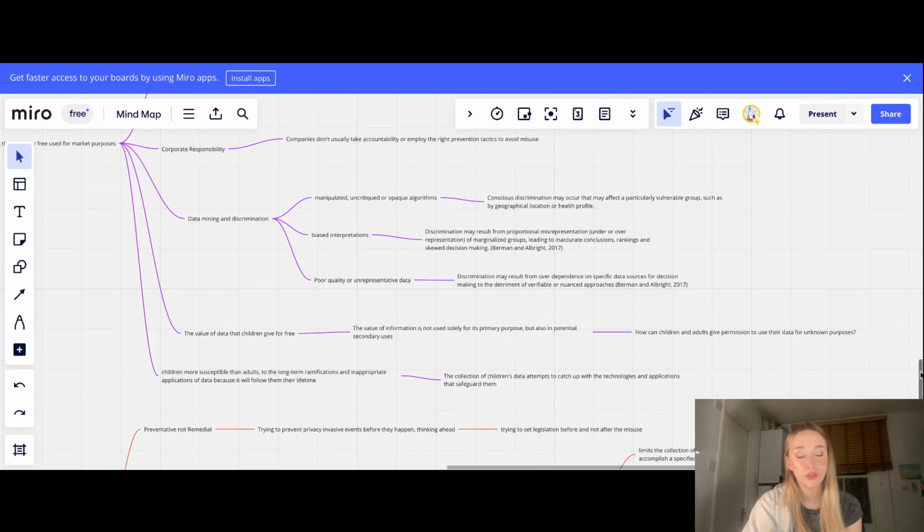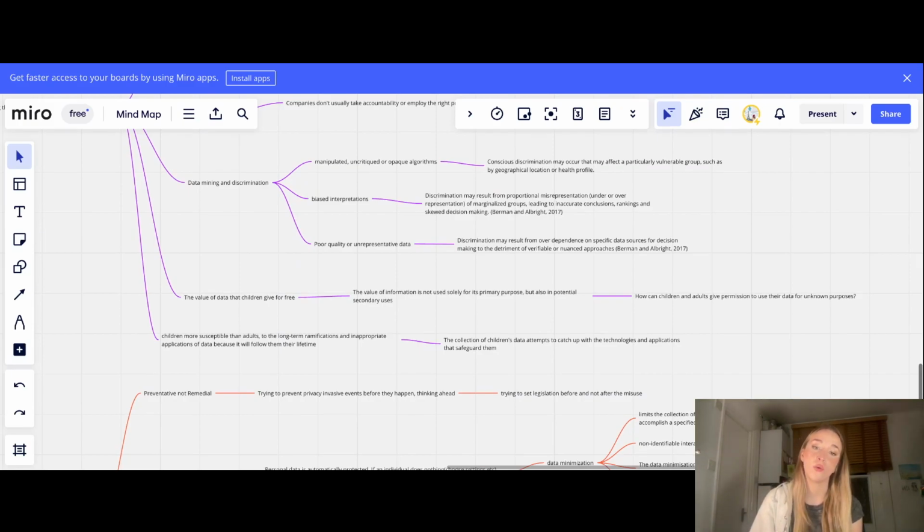Data profiling of children and data collection can also come up with biased interpretations. Discrimination may result from proportional misinterpretation, under or over-representation of marginalized groups, leading to inaccurate conclusions, rankings, and skewed decision-making. Also, poor quality or unrepresentative data. Discrimination may result from overdependence on specific data sources for decision-making to the detriment of verifiable or nuanced approaches.